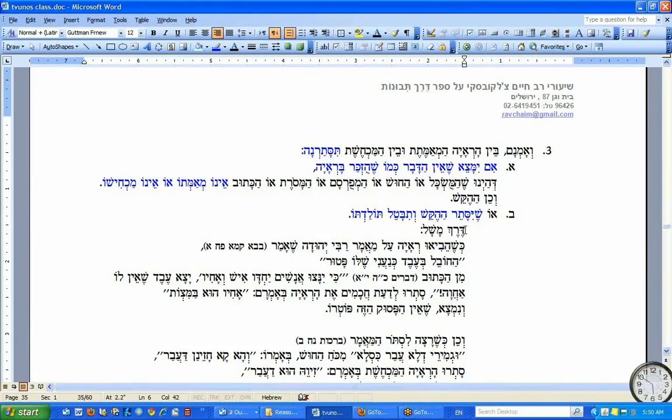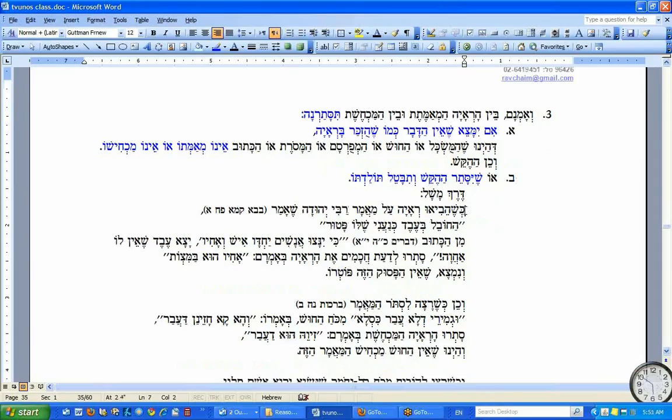Okay, basically we're going to show you here that the terms that are being used are not synonymous. So once they're not synonymous, then your proof goes out the window. Okay. Derech mashal.